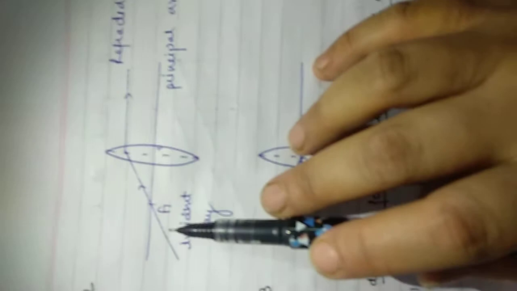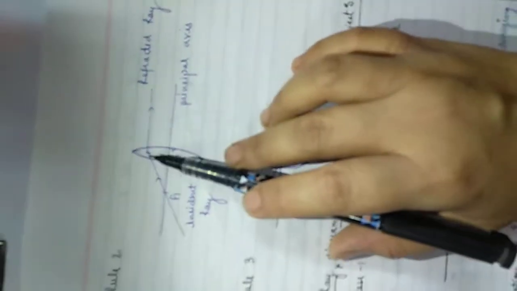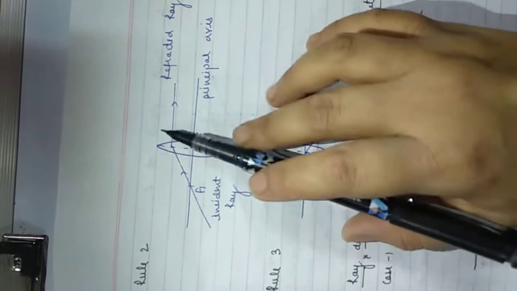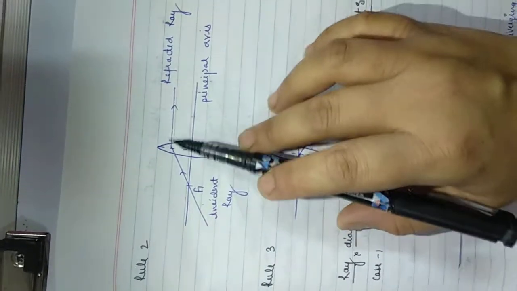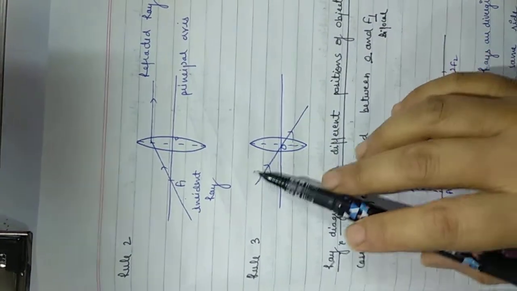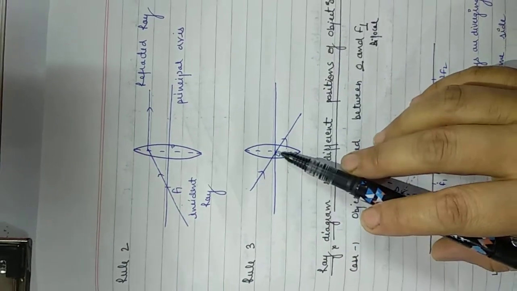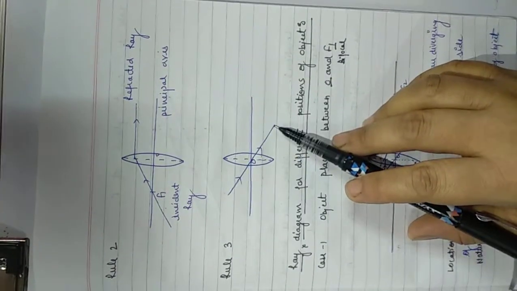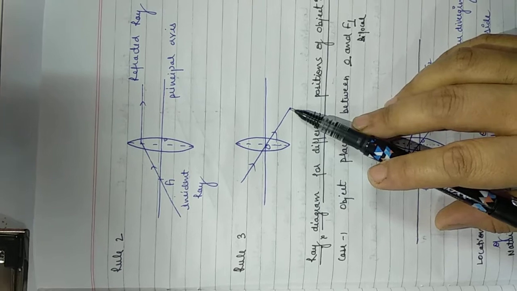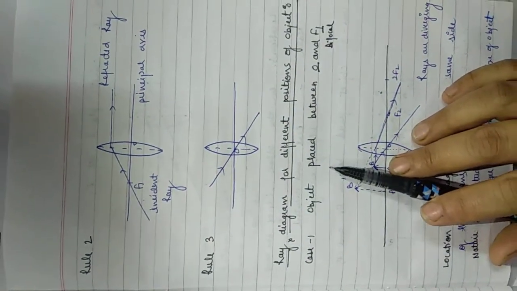This is the first rule. The second rule says that if the incident ray is passing through the focus, then after refraction from the convex lens, it will be parallel to the principal axis. The third rule says that if a ray is passing through the optical center, then this ray will pass undeviated, that means without changing its path. Now the ray diagram for different positions of the object.